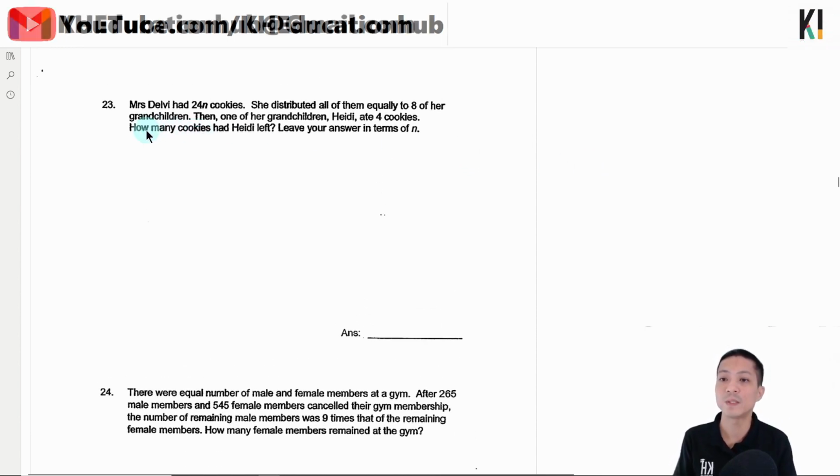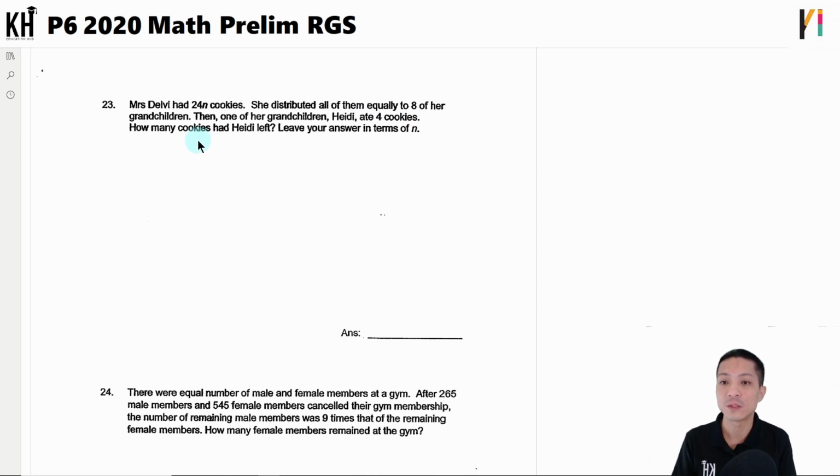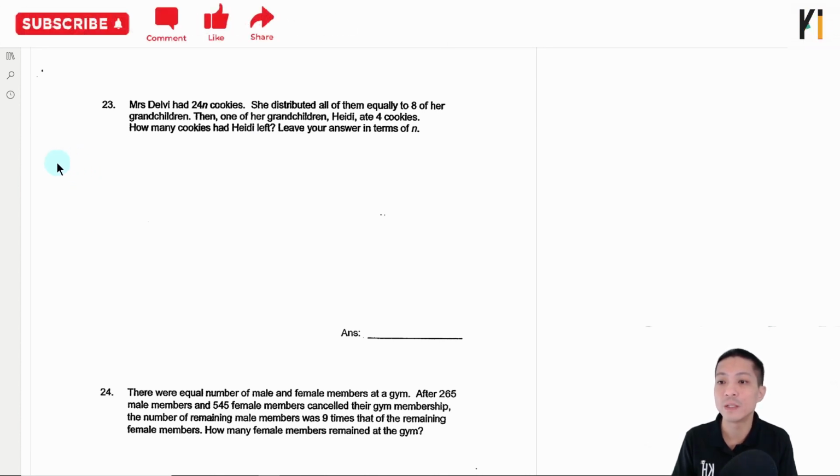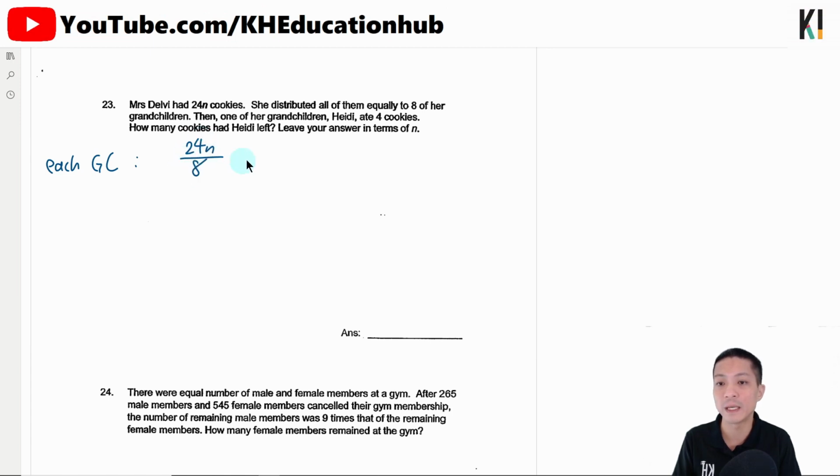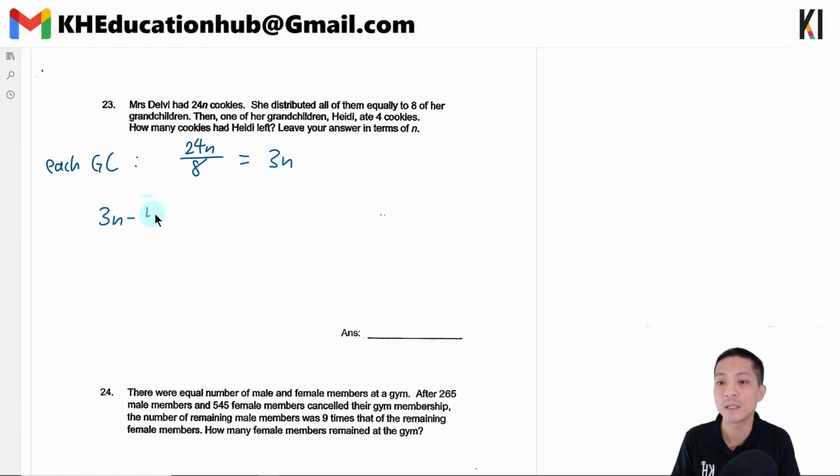Question 23. Mrs. Delvey had 24N cookies. She distributed all of them equally to 8 of her grandchildren. Then one of her grandchildren, Heidi, ate 4 cookies. How many cookies had Heidi left? Leave your answer in terms of N. So 8 grandchildren. So each grandchild received 24N divided by 8, that'll be 3N. So Heidi ate 4, so it'll be 3N minus 4. So this is the answer.